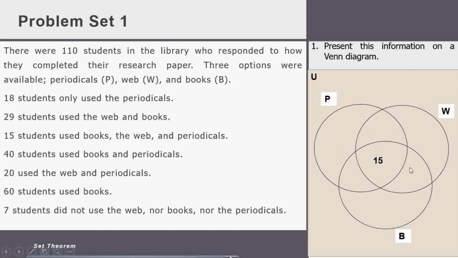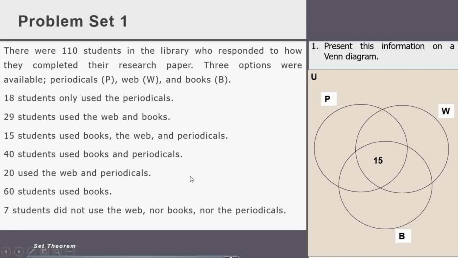Once we are done with these three, then we can now move to individual sets where an individual or a student only used one option. So we've looked at a situation where students used all the three options. Next, we reduce to students using only two options. Then later on, we'll look at a situation where students only used one option. And finally, we'll look at a situation where students did not use any of the three options. By so doing, we will be able to cover all the 110 students without missing any.